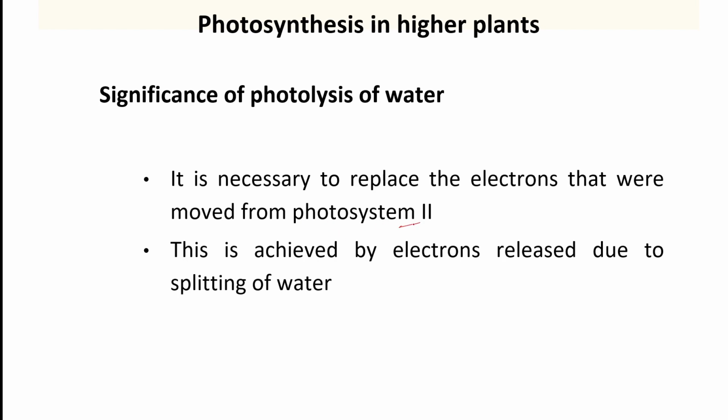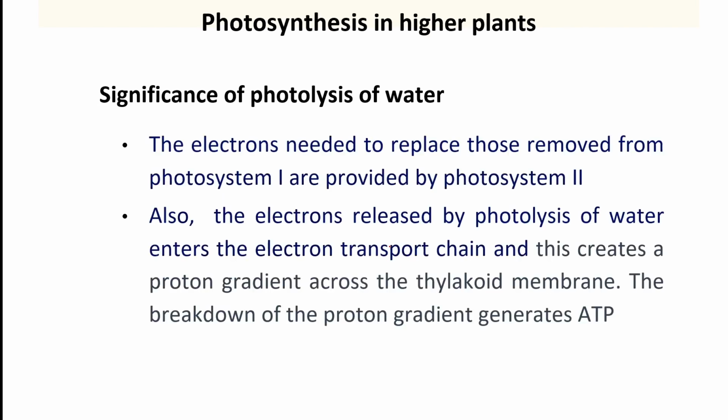The electrons lost from photosystem 2 are replaced by the electrons coming from the photolysis of water. And the electrons which are lost from photosystem 1 are replaced by the electrons which are provided from photosystem 2. So this is the significance of photolysis of water.